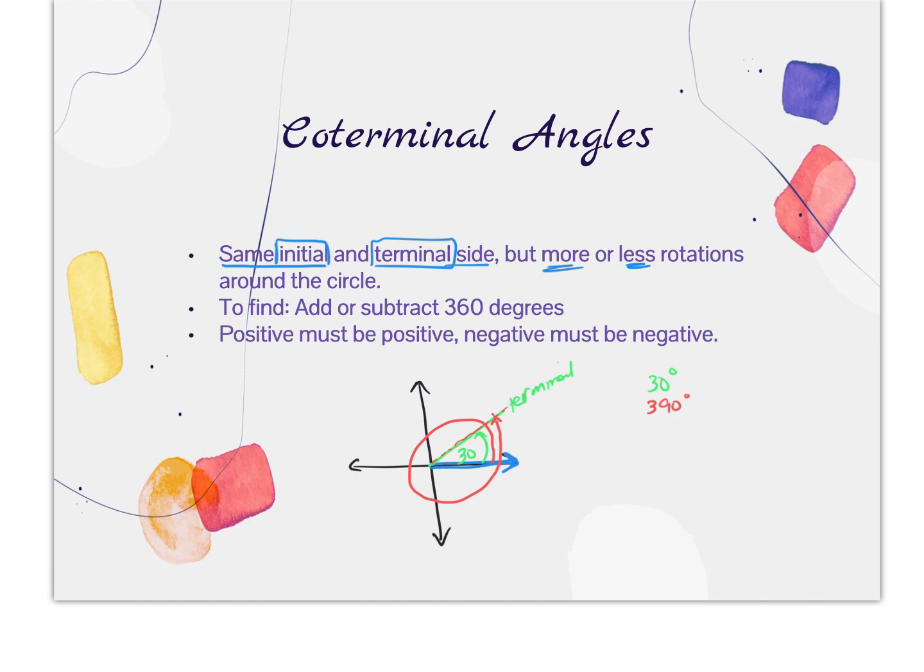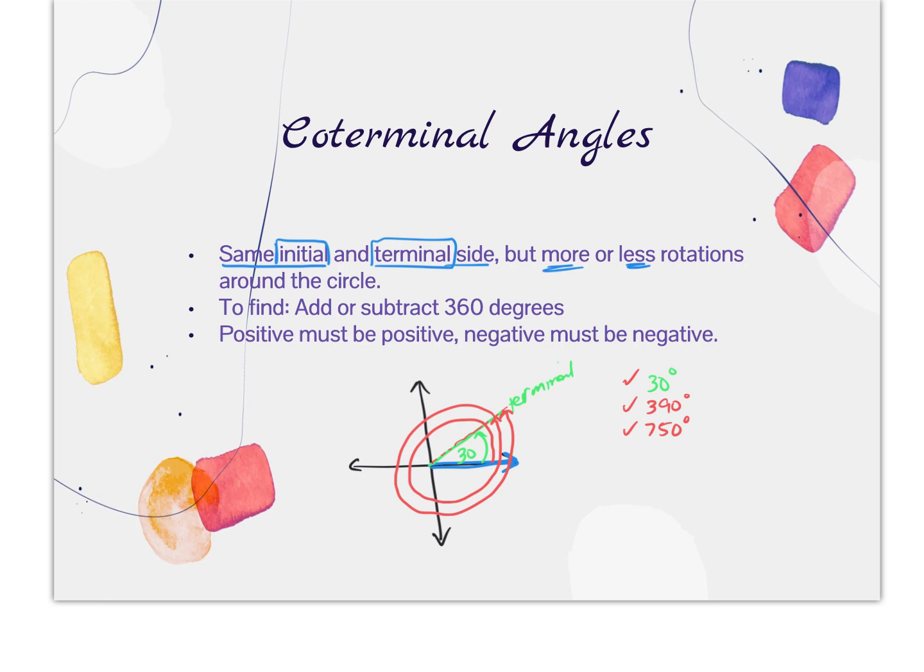If I was to go around again from there and back up, then I know that I did 2 revolutions, which are 720 degrees plus 30. That's 750 degrees. So these are all coterminal angles. They have the same initial side, same terminal side, yet they definitely represent different degree measures.